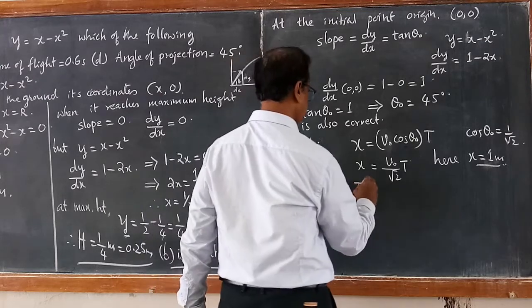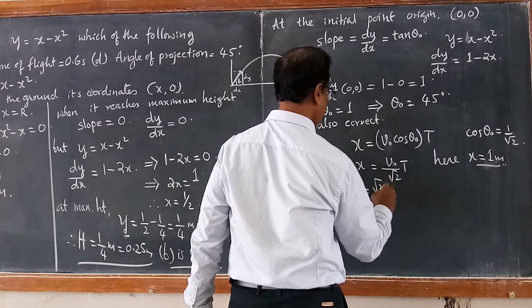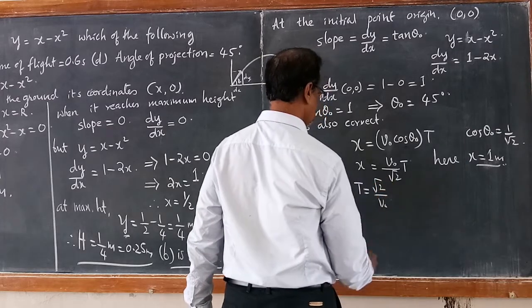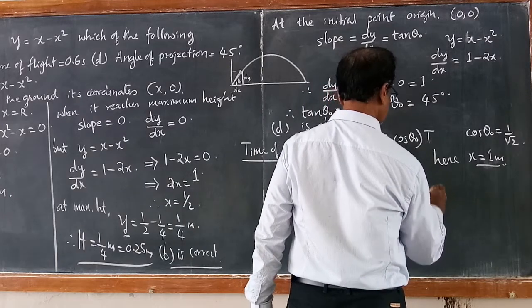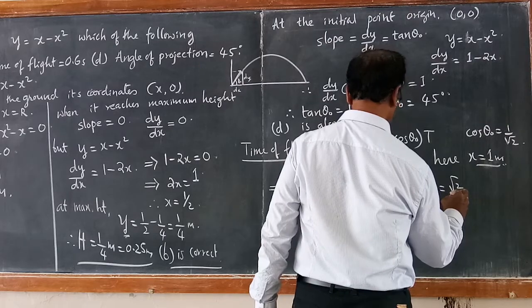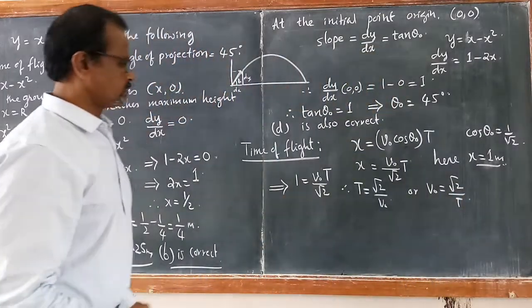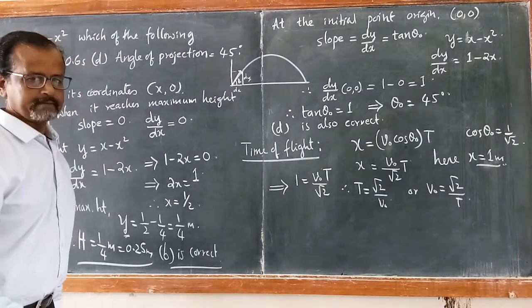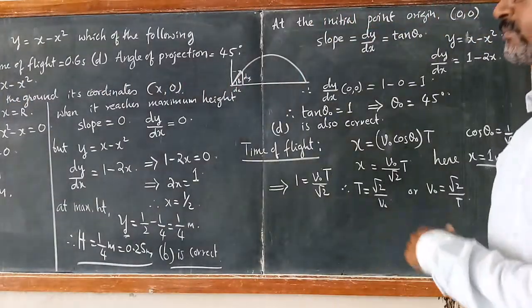Therefore t is equal to root 2 by v naught, or v naught is equal to root 2 by t. So v naught is equal to root 2 by t. Using this, we can now write the equation for the y component.